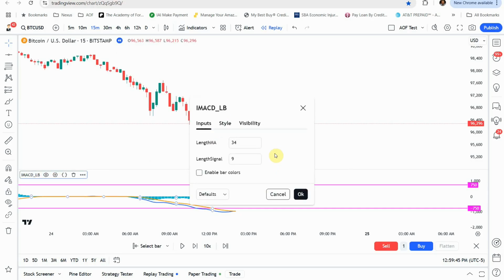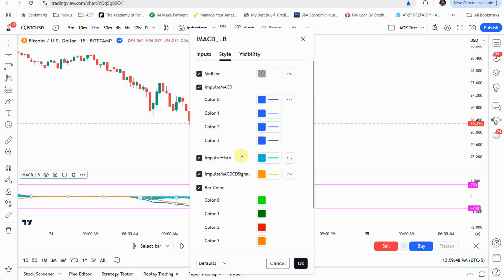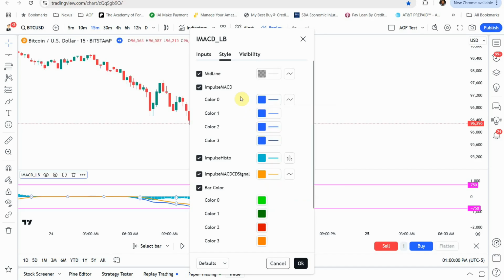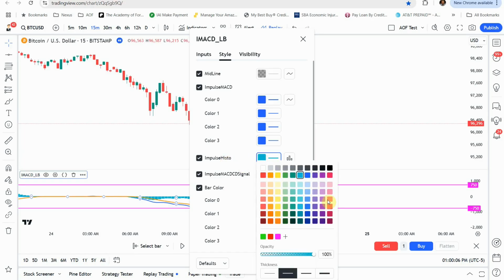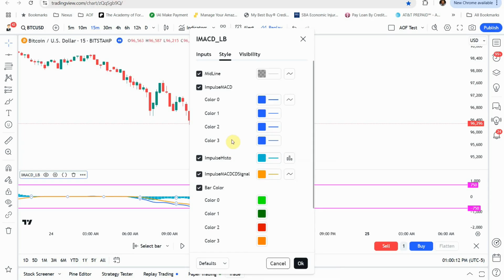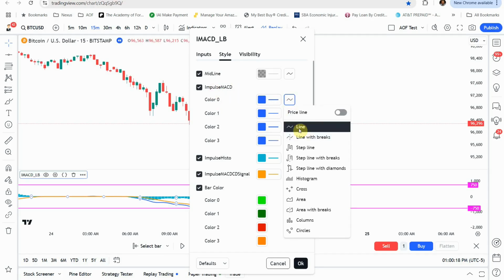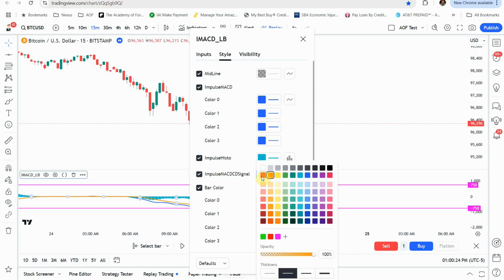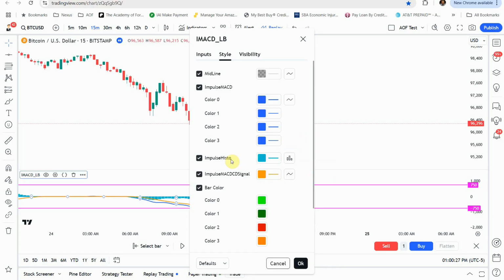We're going to jump into the settings of this, and go into the styles. Under the Impulse MACD right here, color 0, 1, 2, and 3, turn all those blue and bump up the opacity all the way to 100%. The Impulse histogram right here, you're going to want to change that to a teal looking color like this here. Bump up the opacity to 100%. The Impulse MACD here, make sure you turn it to a line like this here. And then under the Impulse MACD signals, you can make that an orange color. Bump up the opacity of that one as well.